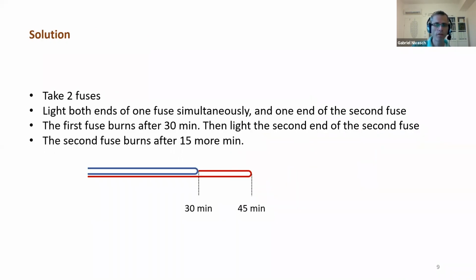The solution to this puzzle is like this. You take 2 fuses and you light both ends of one fuse simultaneously, and also at the same time, one end of the second fuse. Then the first fuse burns out after 30 minutes. At that point, you light the second end of the second fuse, and it burns for an additional 15 minutes. So that's how you get to 45 minutes.